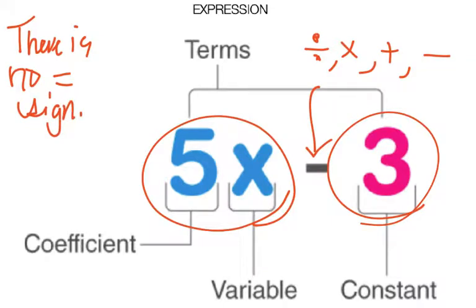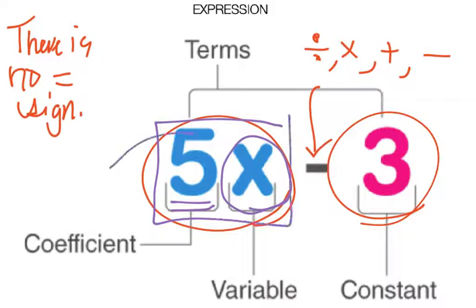I also want to remind you that we have a variable right here, and in front of the variable, we have what is known as a coefficient. Remember that a variable and a coefficient together means I'm going to multiply 5 times x. And this 3 is considered a constant. It is simply a number that is part of my expression. So that's a review on expressions.